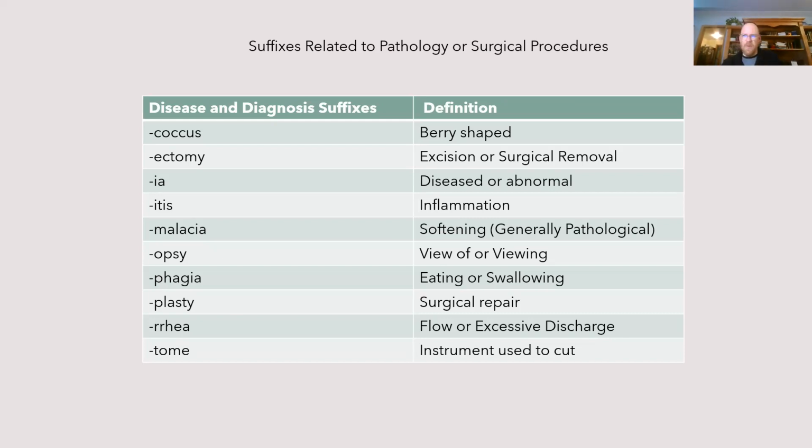Okay, what about suffixes? Oh, geez. So sorry, guys. All right, coccus. Okay, berry-shaped. Ectomy. Okay, we talk about this in orthopedics too. A meniscectomy. Okay, so that's excision or surgical removal. Okay, ia. Okay, is it diseased or abnormal? Itis means inflammation. Malacia, excuse me, is softening. Okay, this is generally pathologic.